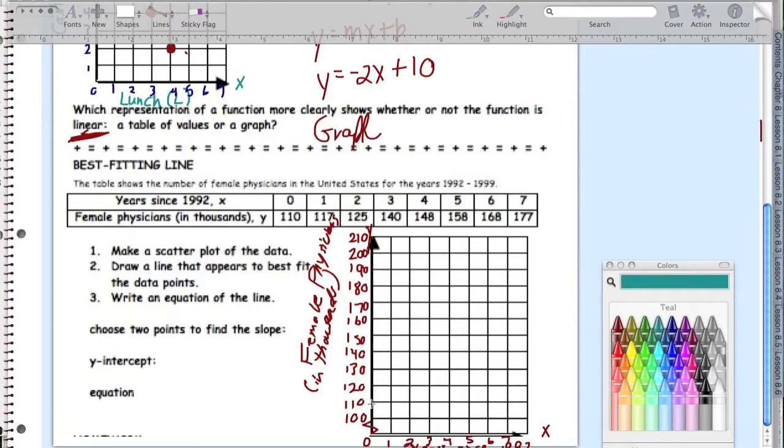So 0, 110, right here. 1, 117, about there. 2, 125, right in the middle. 3, 140, that one's going to be right on the line. 4, 148, so close to the top. 5, 158, similar location. 6, 168, we start to see a little pattern there. And 7, 177, so a little less.